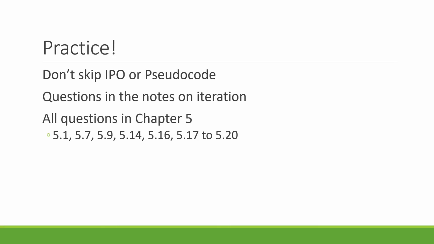and I would also recommend doing all of the programming practice exercises in Chapter 5. But in particular, if you go to the last section of Chapter 5, I've listed a couple of questions that generally come up often on quizzes and exams and other assignments. So I've listed them as 5.1, 5.7, 5.9, 14, 16, and then 17 to 20. So all of 17, 18, 19, 20. But eventually do all of them.